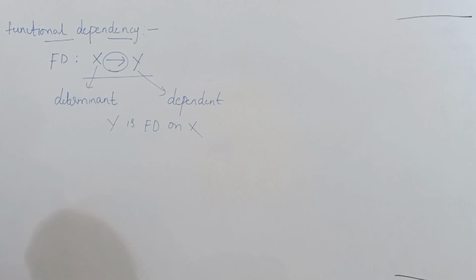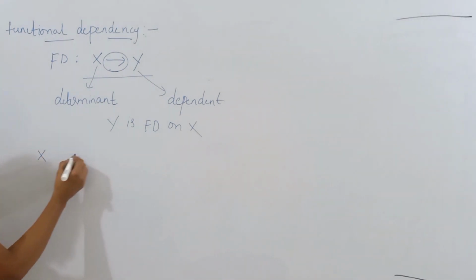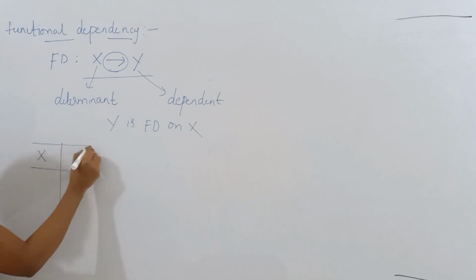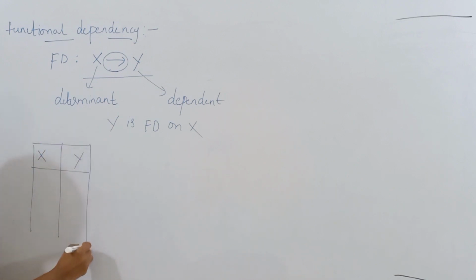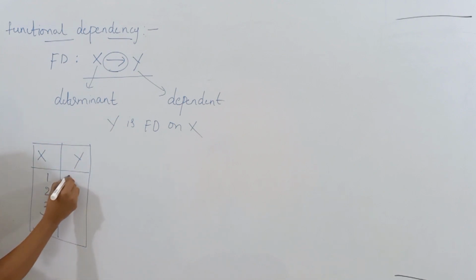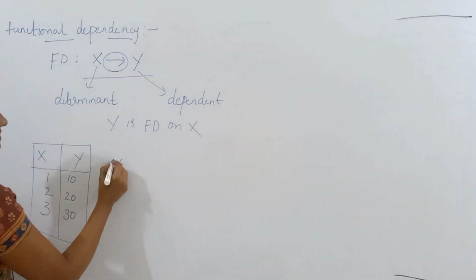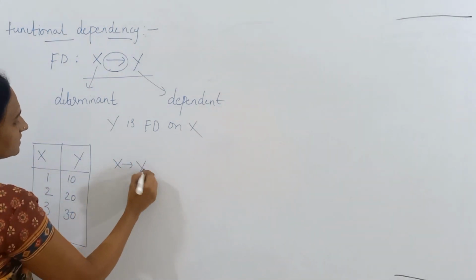For example, I am taking one table. This table consists of two attributes. X, Y are attributes. X values are 1, 2, 3. Y values are 10, 20, 30. So, does functional dependency exist? X determines Y. Functional dependency exists.